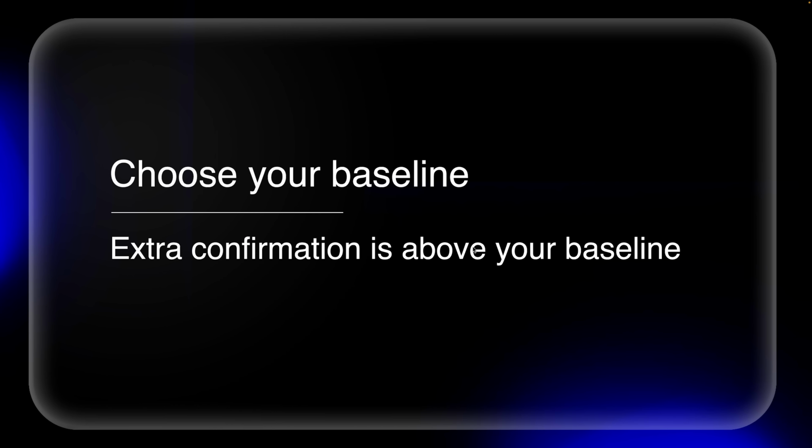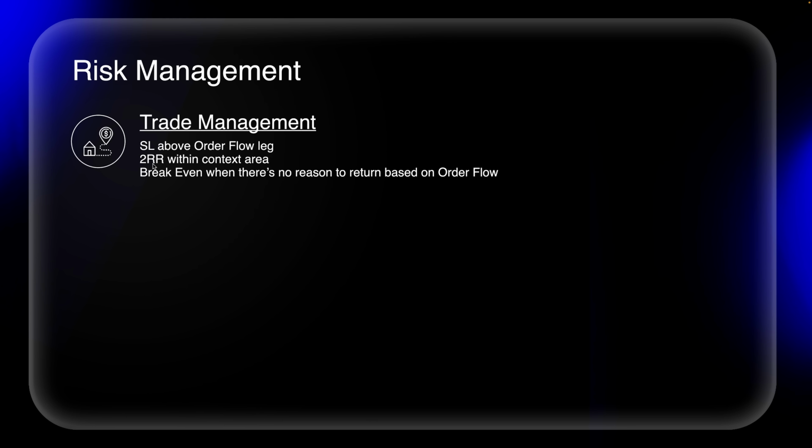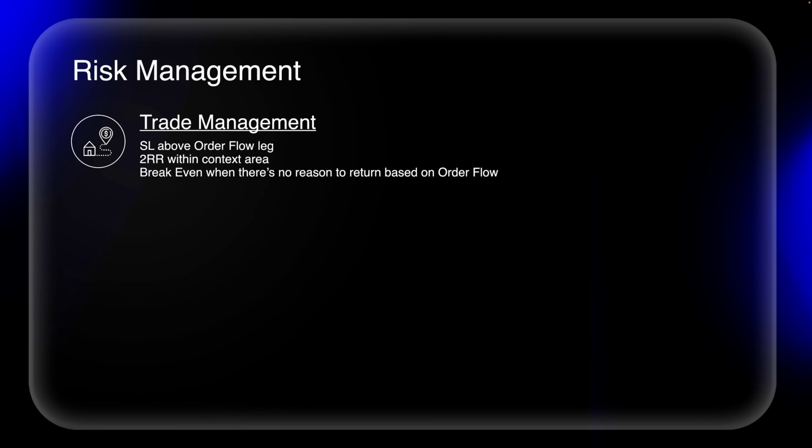Then there's also 3 more things that are important, and that is regarding your risk management. And the first thing is our trade management. We have already gone over the first 2. So a stop loss above an order flow lag. 2 RR, ideally within the context area. Again, the further you target, the lower the probability is that we are actually going to reach the target. Then break even when there's no reason to return based on order flow.